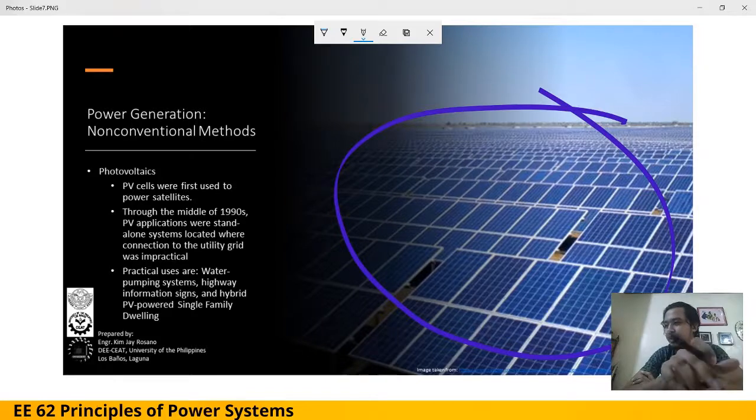Okay. Hybrid PV powered single family dwelling. So it's good for single family dwelling, but actually even commercial establishments are using solar nowadays, like SM North ata, yung merong isang malaking solar plant sa kanilang rooftop. I'm not sure of the size, but yeah, it's actually quite big. But yeah, this is common in residential areas. Actually, it's because of these technologies na nagkaroon ng birth of net metering here in the country. Okay.